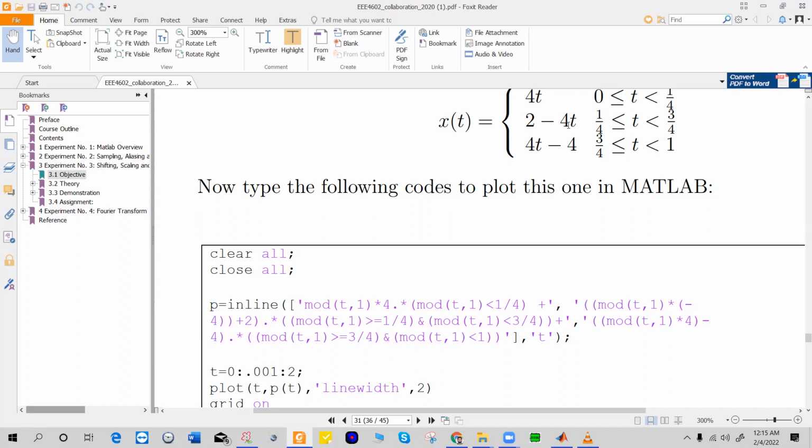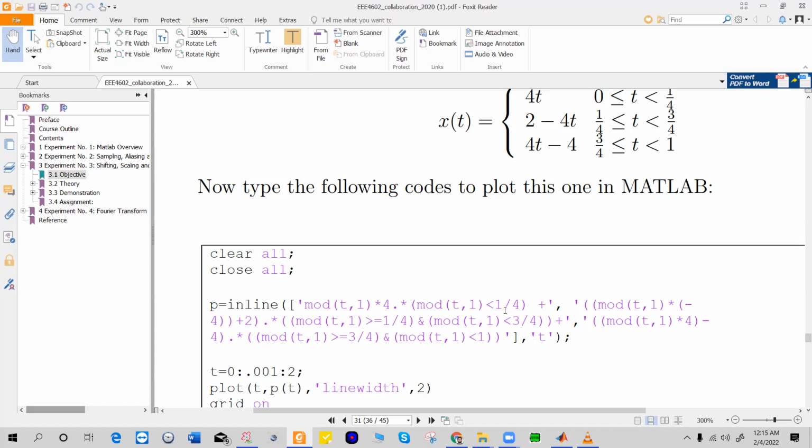2 minus 4t. So here we have done what? First we ensured minus 4t. You see mod(t,1) into minus 4, that is minus 4t, plus 2. So this one is just ensuring this 2 minus 4t. Now, again 4t minus 4, so mod(t,1) into 4, that is 4t minus 4. Okay, so done.